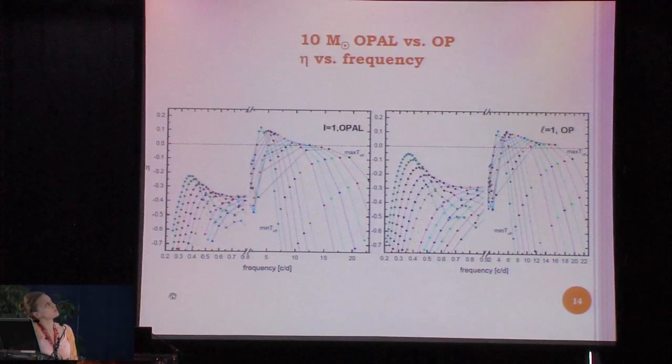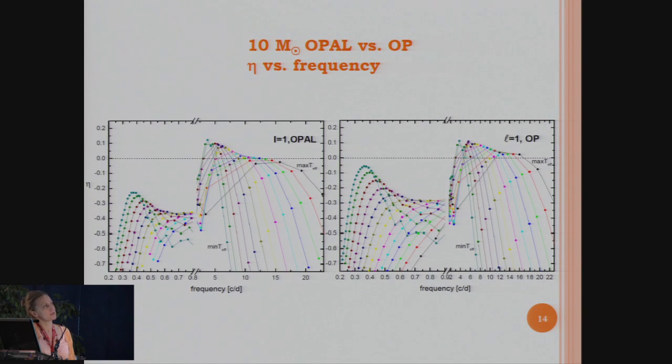And to compare the results for OPAL and OP data, what is well known for OP models is that this bump at low frequencies is higher. This is connected with the fact that the Z opacity bump is located at a lower temperature for this opacity data.